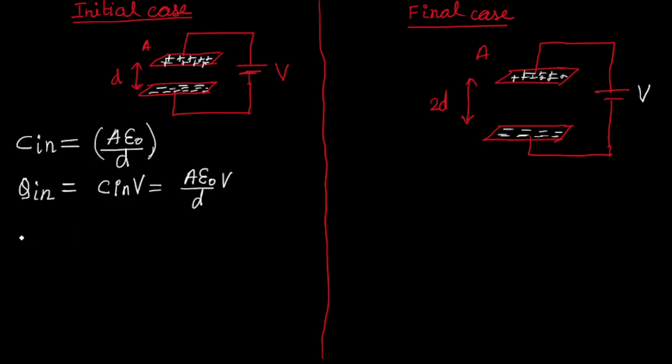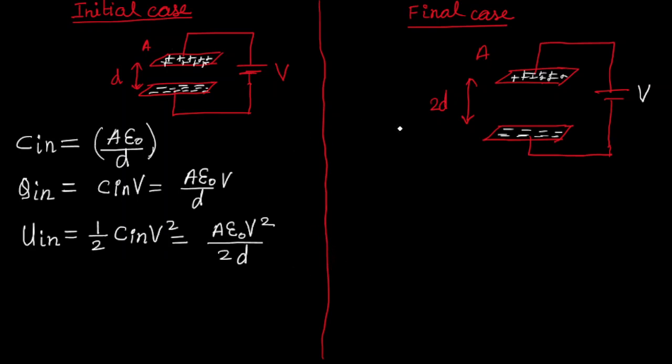And what will be the energy in the first case? U initial, the energy stored in the capacitor, we can write as half C initial V square. What is C initial here? It is A epsilon naught by D. So if we put it here, what do we get? A epsilon naught V square divided by 2D.